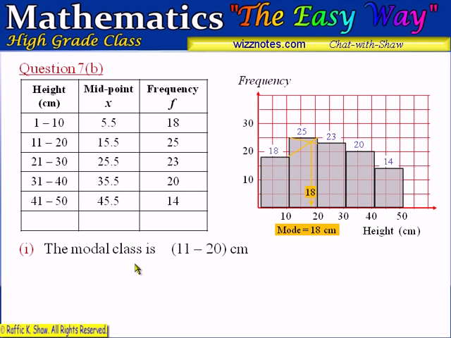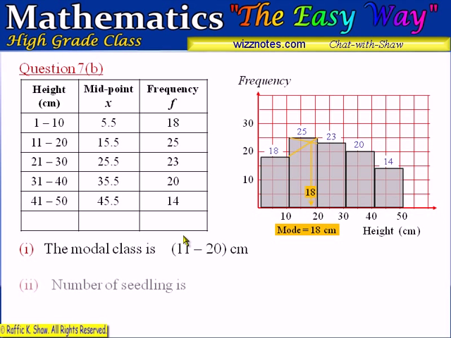But in any case, the modal class is the class with the highest frequency, and that corresponds to a frequency of 25. That class is our 11 to 20 centimeters class interval. And that's the answer for the first part of question 7b.